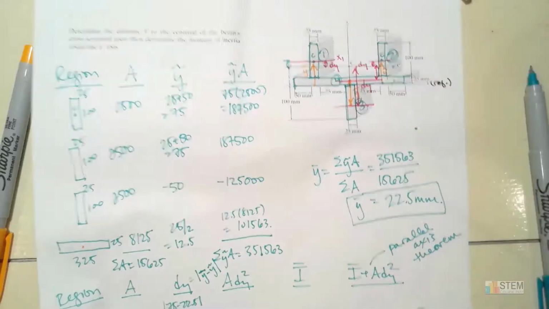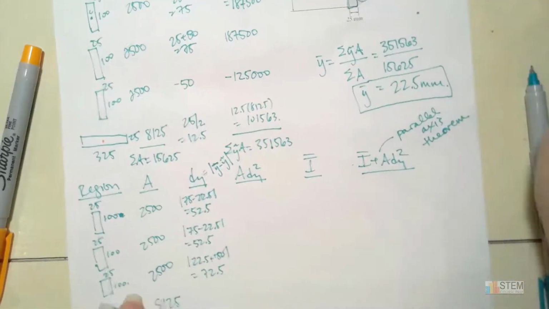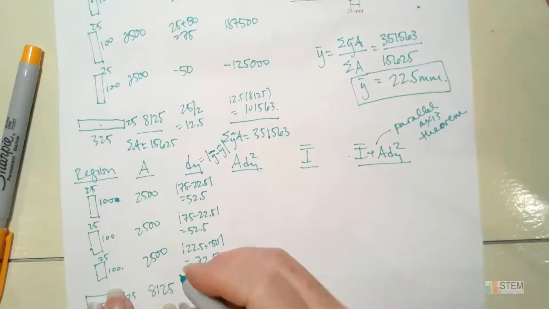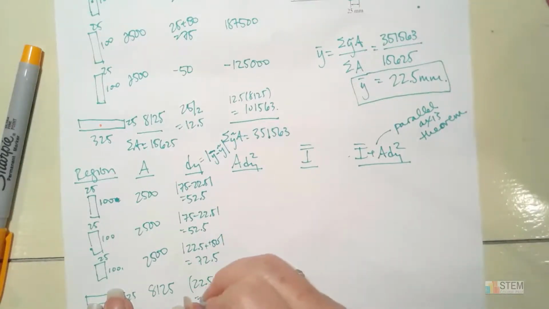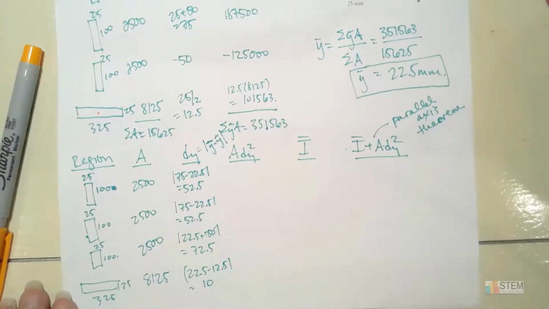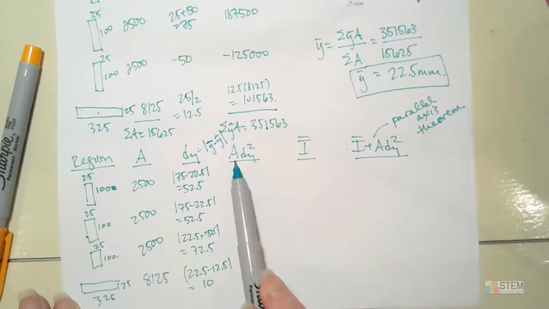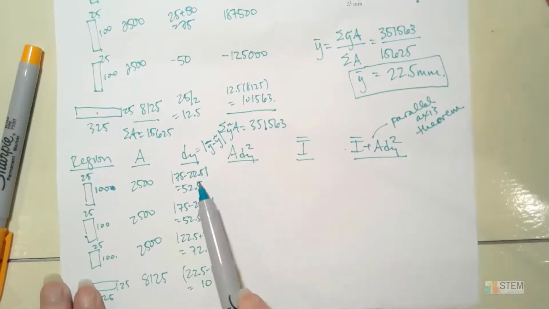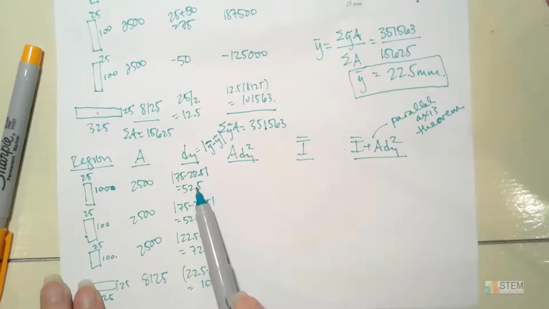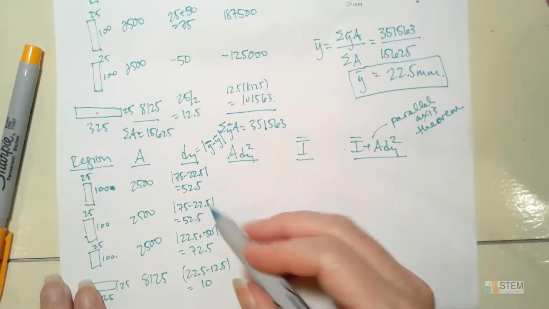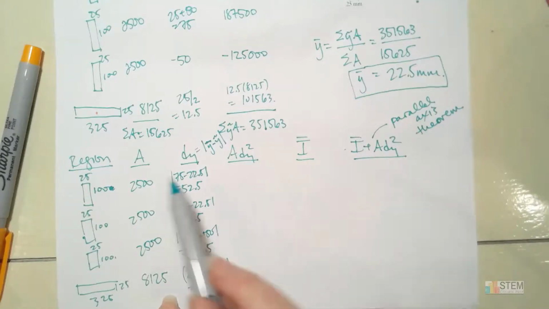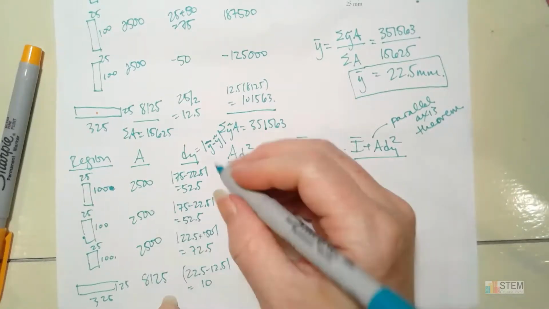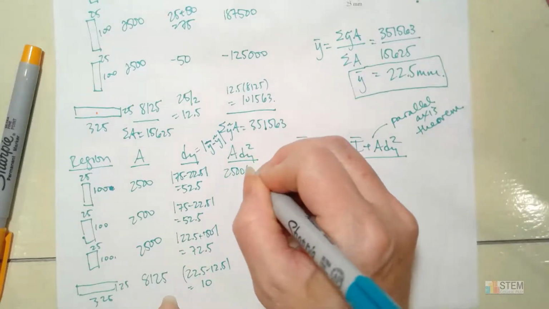Okay, so that value is going to be 22.5 minus 12.5, which is 10. All right, so now we're done with the hard part. So let's go ahead and do A times dy squared. So we're going to square this number that we just got in this column here. So that, like I said, that's why it doesn't matter if it's positive or negative. People always ask that, and it doesn't matter because you're going to square it anyways. So we're going to do 2,500 times 52.5 squared.